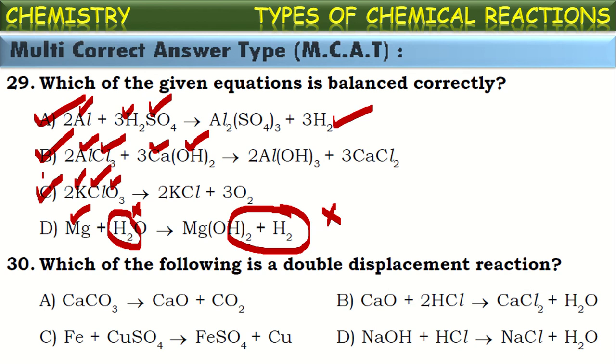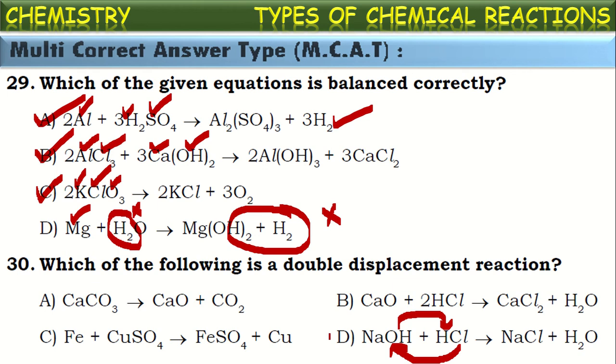Okay. Next one. Which of the following is a double displacement reaction? What is meant by a double displacement reaction? The reaction in which two compounds exchange their ions mutually to form two new compounds is called a double displacement reaction. Observe here in this equation, sodium hydroxide and hydrochloric acid. These two are exchanging their ions mutually. This chlorine combines with sodium, this OH combines with hydrogen, so that they form sodium chloride and water. So this comes under a double displacement reaction.